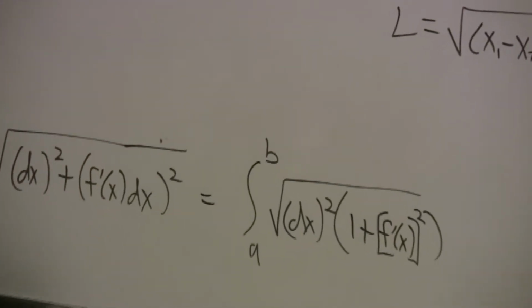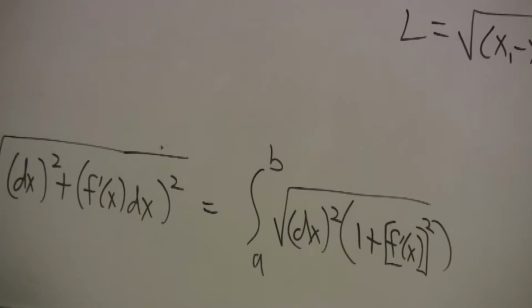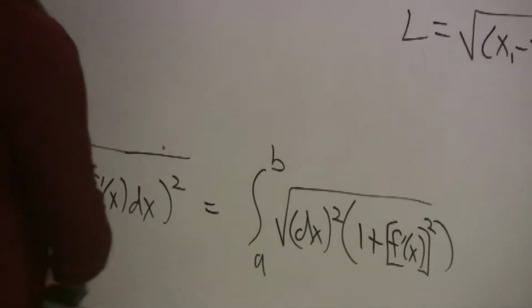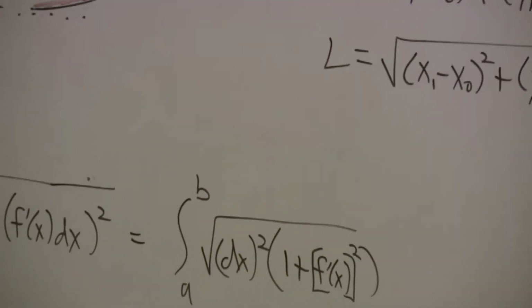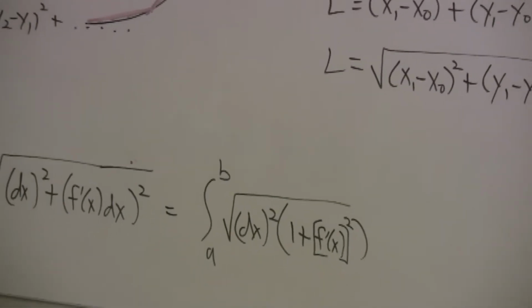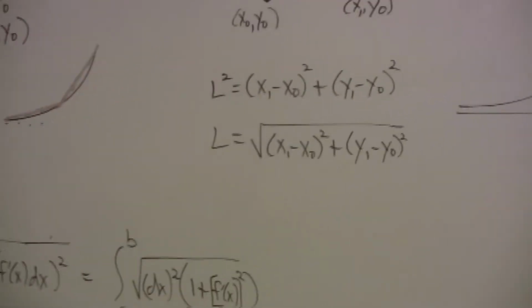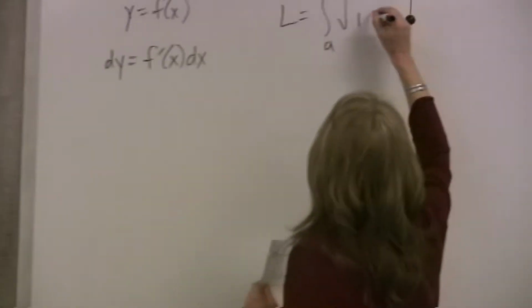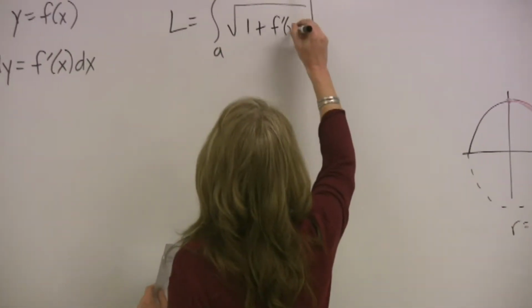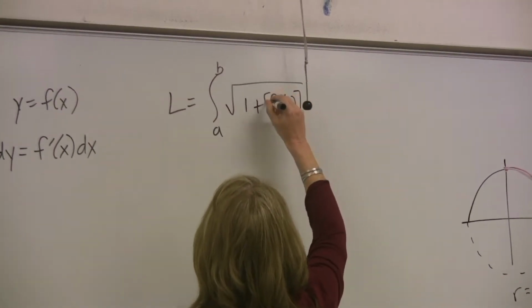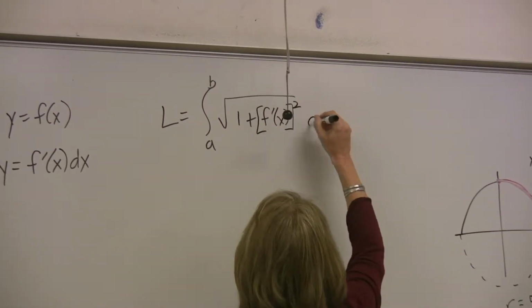What's the square root of dx squared? Yeah, dx. So we can pull it all the way out. I'm going to write this at the top of this board over here, so hopefully I won't erase it as we work on it today. So I now have L equals the integral from a to b of the square root of 1 plus the derivative squared, with the dx out here.